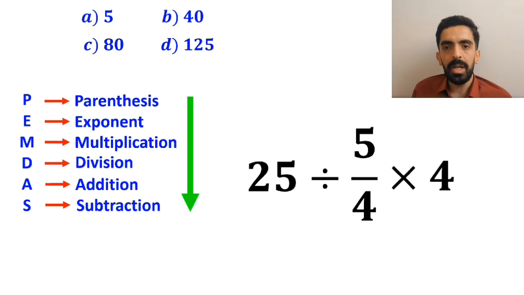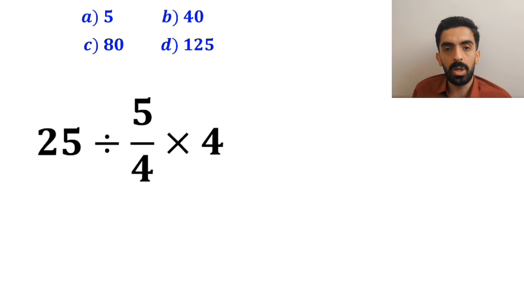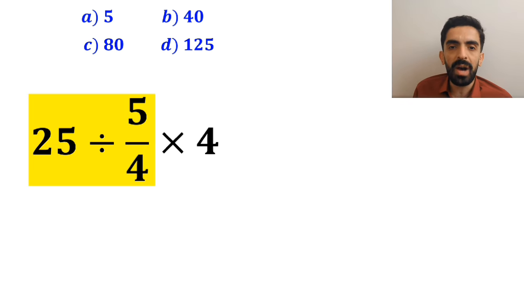However, it's very important to note that multiplication and division have exactly the same level of priority in the PEMDAS rule. In this situation, the best approach is to start from the left and move toward the right, performing these two operations in order. So, we'll start with the expression 25 divided by 5 over 4.